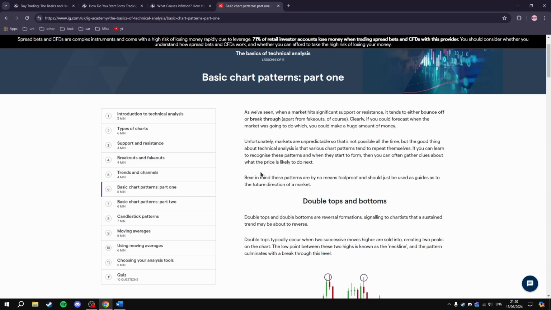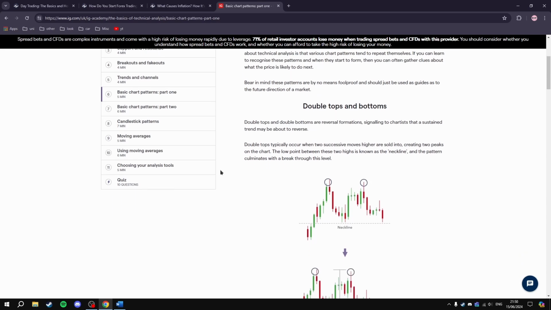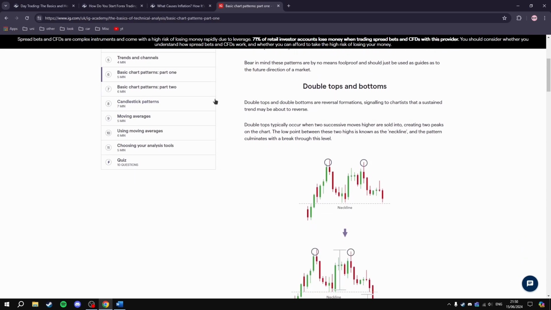But the good thing about technical analysis is that various chart patterns tend to repeat themselves. So, if you can learn to recognize these patterns and when they start to form, then you can often gather clues about what the price is going to do next. But remember that these patterns are by no means guaranteed, and they should just be used as guides to the future directions of a market.